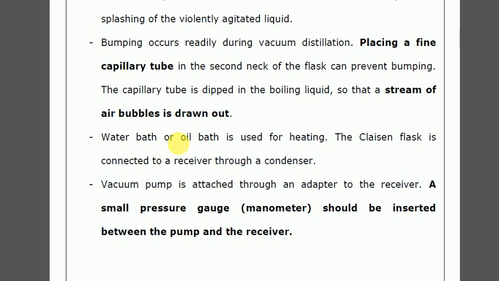Water bath or oil bath is used for heating. The cleansing flask is connected to the receiver through a condenser. The vacuum pump is attached through an adapter to the receiver. A small pressure gauge, that is a manometer, should be inserted between the pump and the receiver.